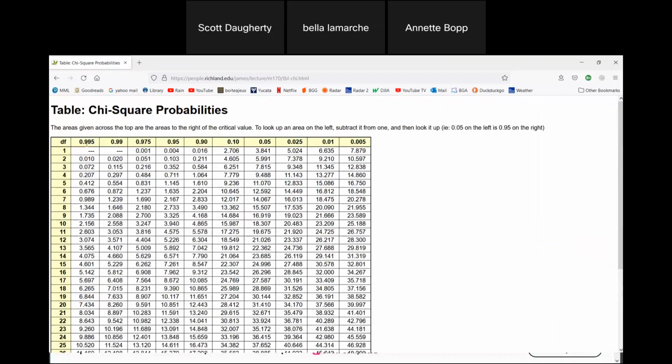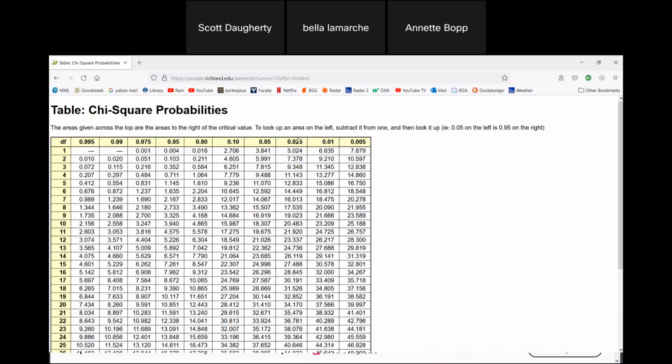And remember, the areas up here add up to 1. So the first column and the last column, the area adds up to 1. So those go together. Second column and then second to last column adds up to 1. So these go together. And then third one, 0.975 and 0.025 add up to 1. And that's the columns that we're using.